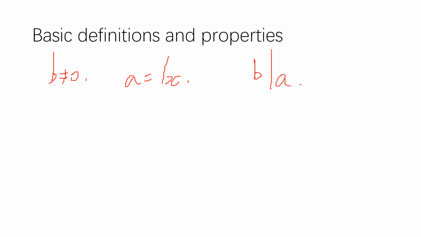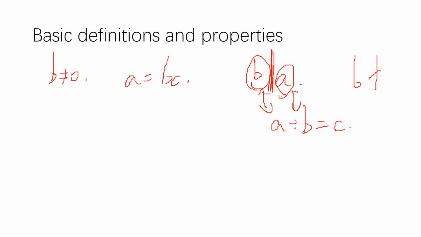We need to pay attention that here we mean the division. But here we need to know that we write B in the front while the A follows after this. So if A cannot be divided by B, then we write it like this, just adding something on it. Okay, that's the basic definition.